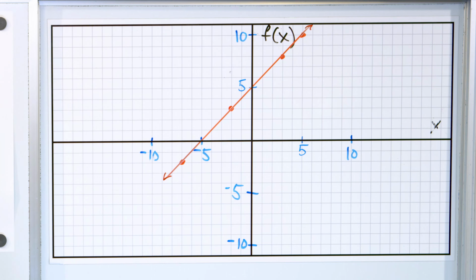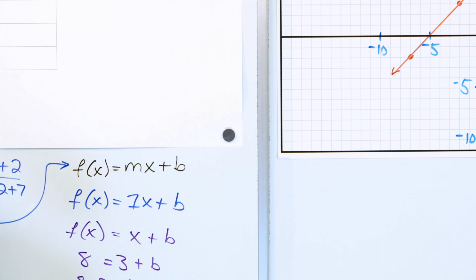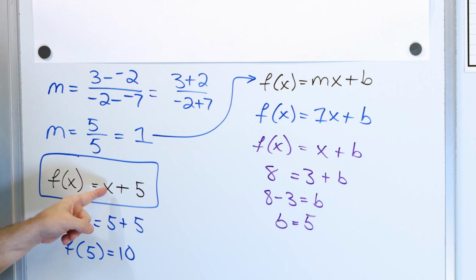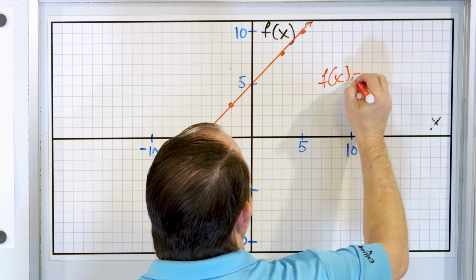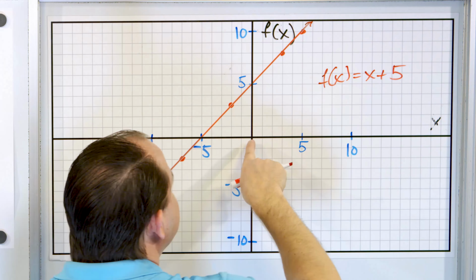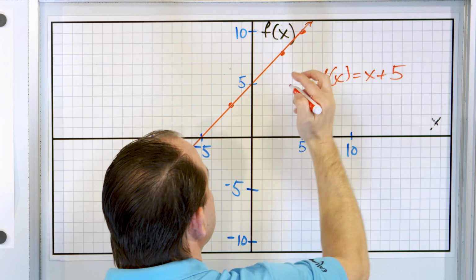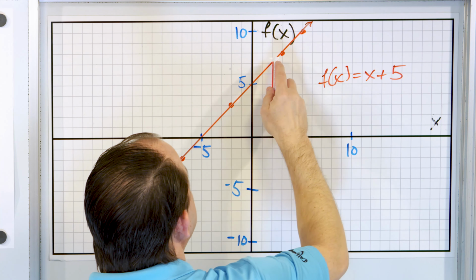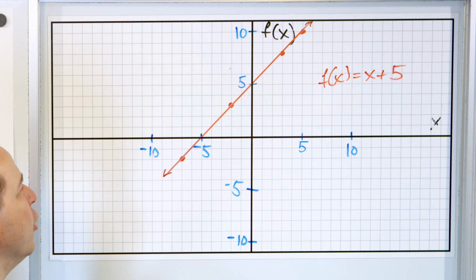And let's see if it makes sense. Obviously, it forms a line, goes through our points. We said that the equation was f of x is x plus 5. How do we graph this? The y-intercept is 5. 1, 2, 3, 4, 5. That's the y-intercept. The slope is 1. That means rise over run. Up 1 over 1, up 1 over 1, up 1 over 1. You can see the slope is 1.